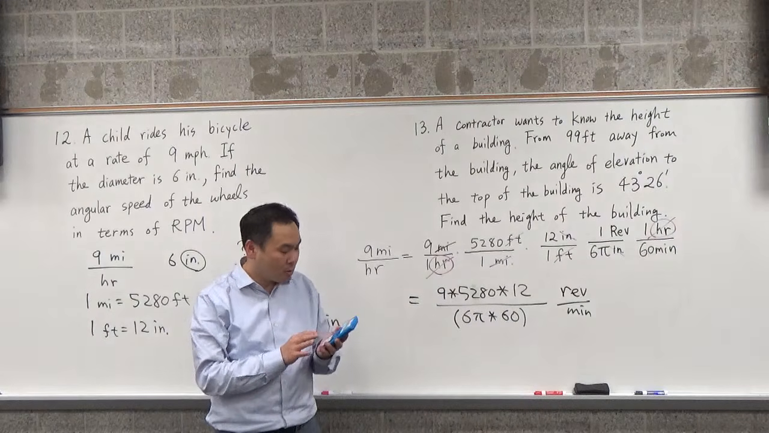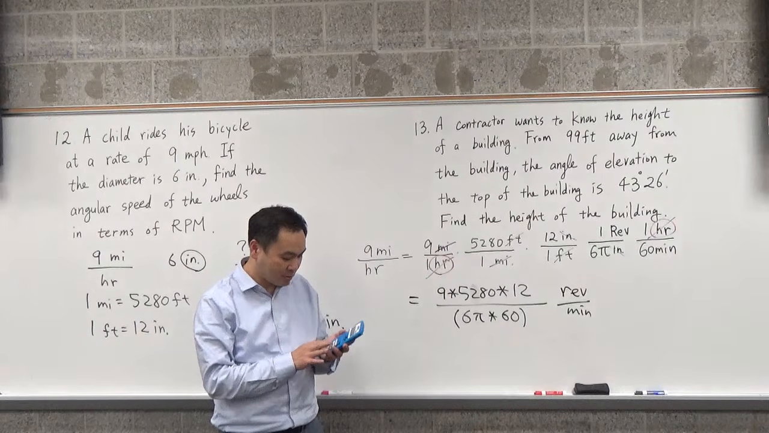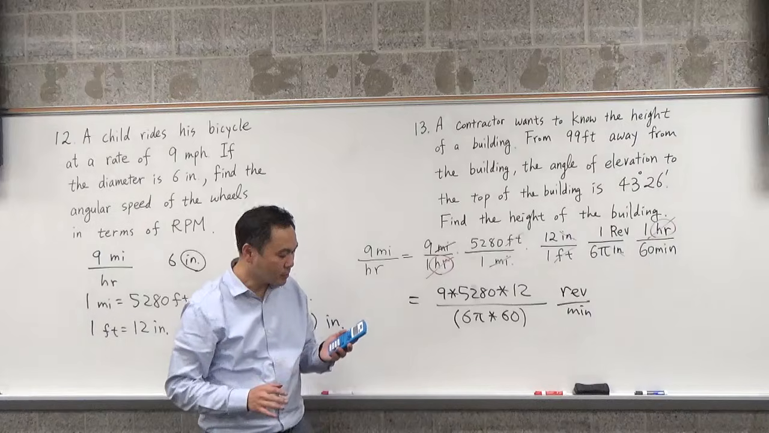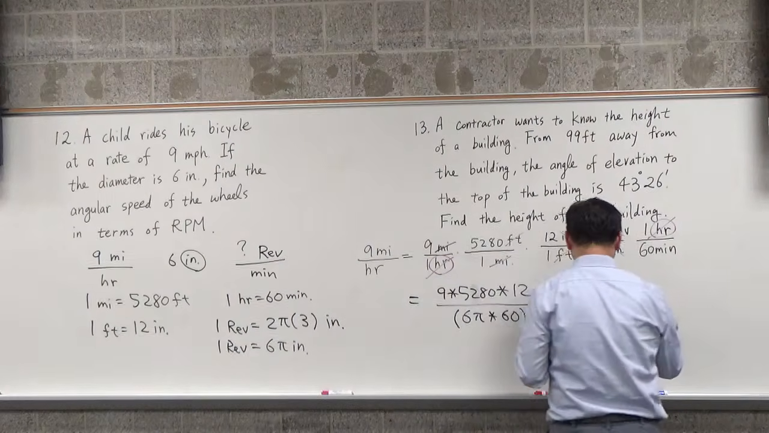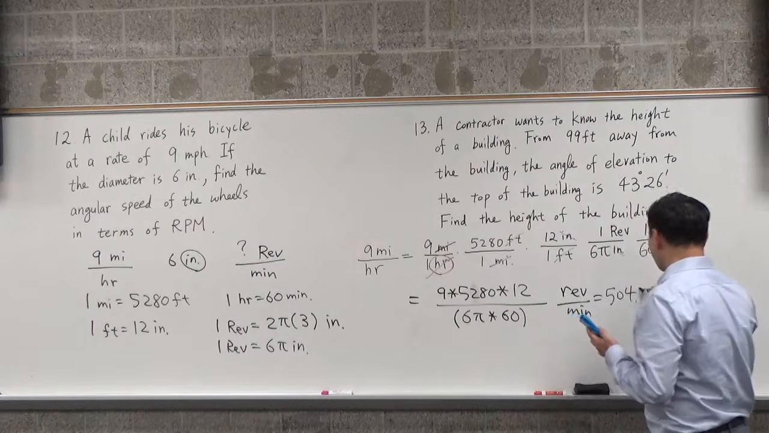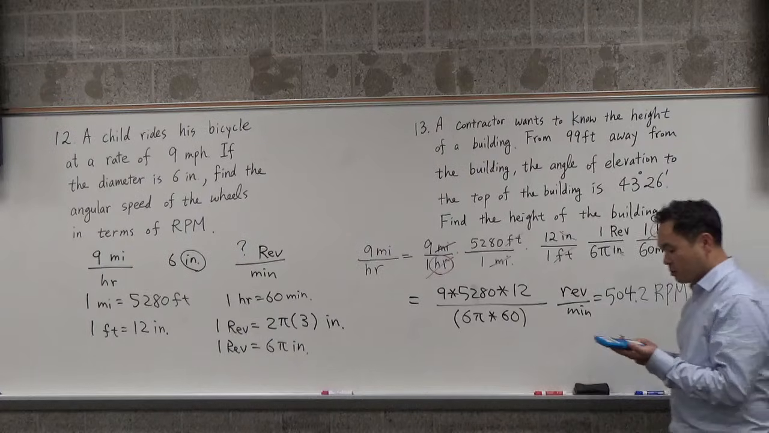All right? So it'd be 6 times pi times 60. And the result is that you get 504.2 revolutions per minute. Okay. So that's that.